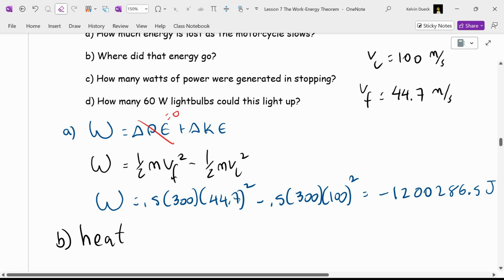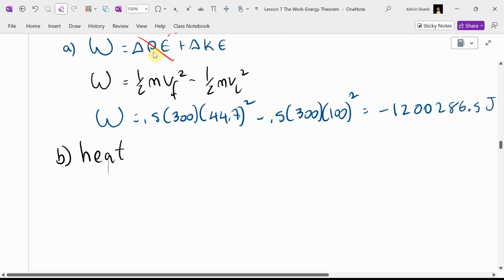How does that work? Take Physics 12. Quick like a bunny. I'm almost done, but quick like a bunny.